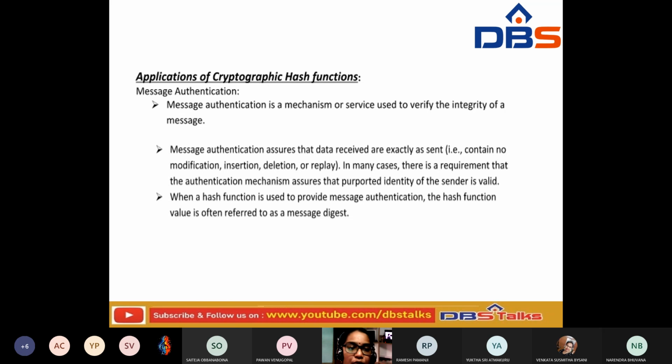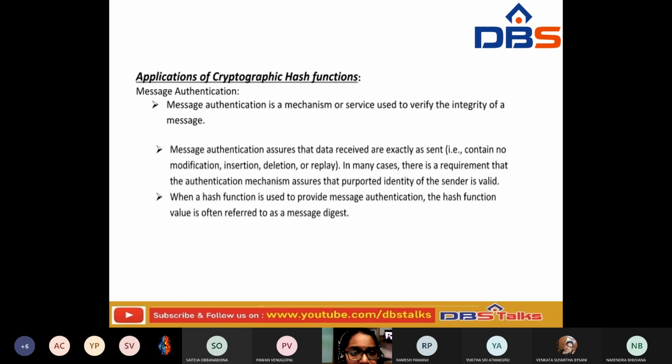These are some of the applications of the hash function. Message authentication is one of the applications. Now let us see what message authentication is. Message authentication is a mechanism or service used to verify the integrity of the message.